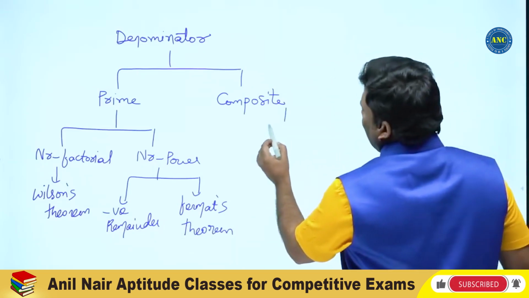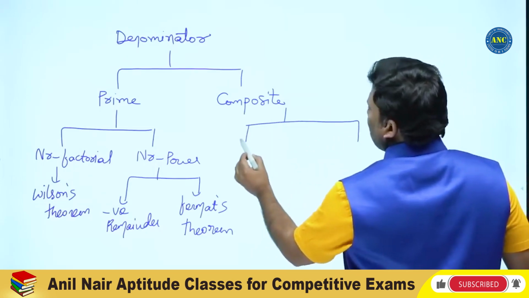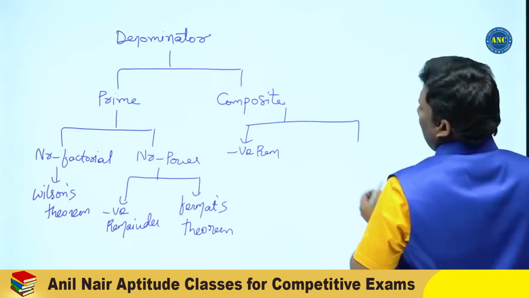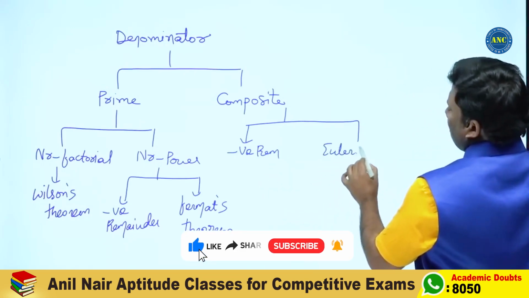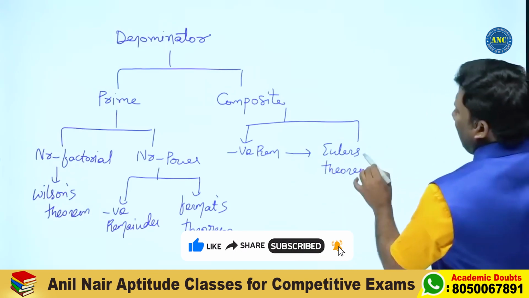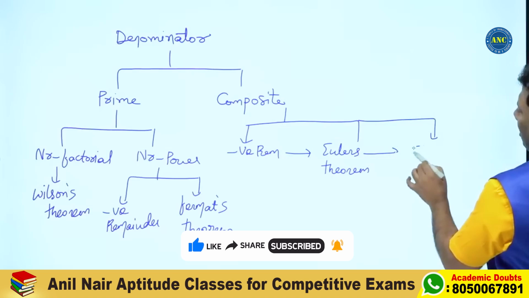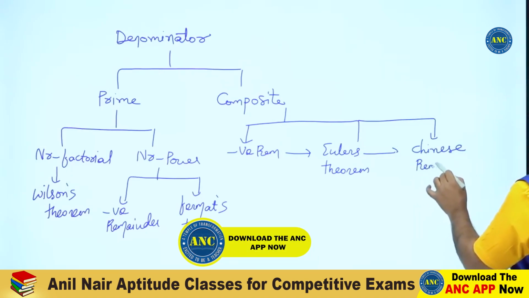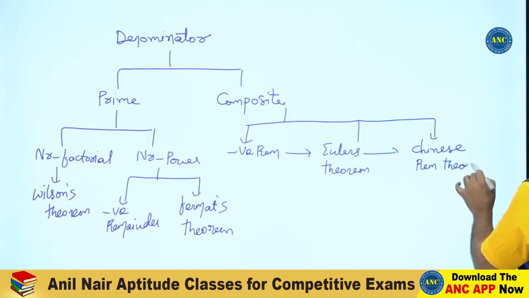Next one, if it is a composite number, first use a negative remainder. If it is taking more time, use Euler's theorem. If Euler's theorem is taking more time, use Chinese remainder theorem. What is the Chinese remainder theorem?